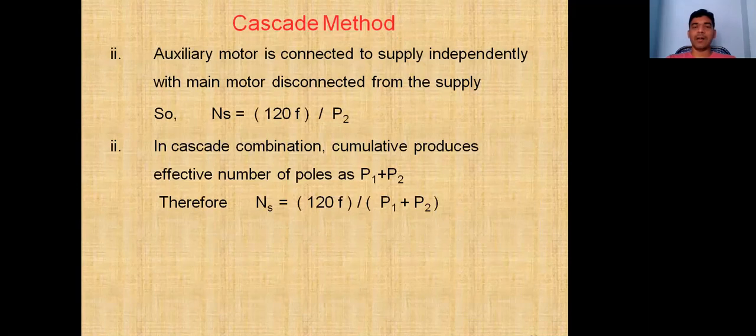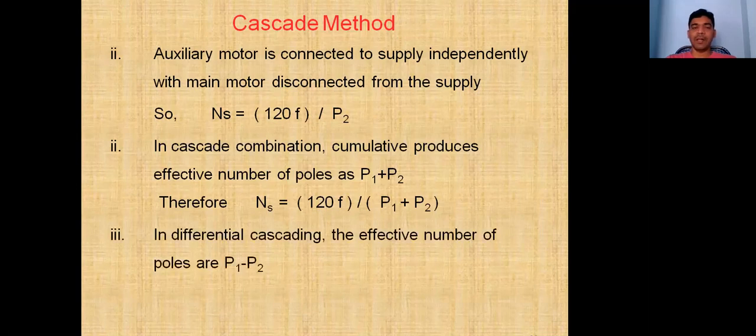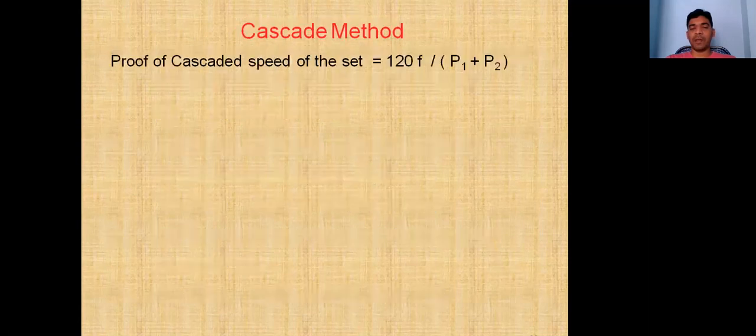In cascading combination, cumulative produces the effective number of poles P1 plus P2. Therefore, Ns is equal to 120 F by P1 plus P2. In differential cascading, the effective number of poles is P1 minus P2. Therefore, Ns is equal to 120 F by P1 minus P2.